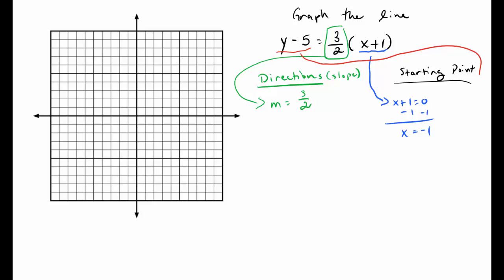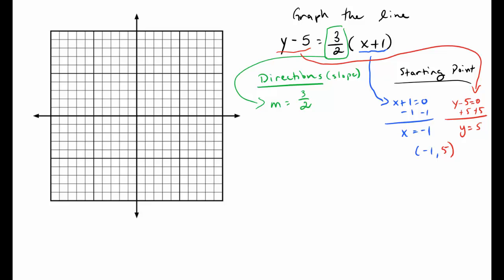And then same thing here. This is the vertical distance of my slope, and again, I just want to know when that's equal to 0. And that gives me my point, -1, 5. Now I have both those things, and so I can graph my line.